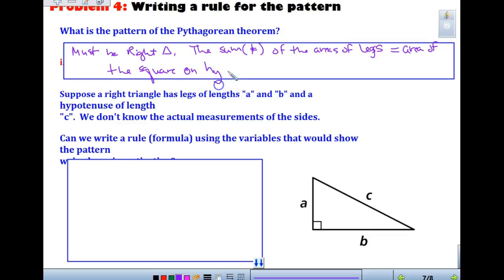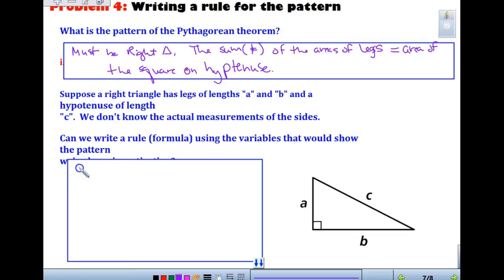So we are not always going to draw these triangles with the squares off of them, but this is to kind of look at that. And it says, suppose that the right triangle has legs of A and B. Does it matter in which order A or B are? No, a lot of times they have A being the smaller of the two, but it doesn't matter. And the hypotenuse is C. We don't actually use actual measurements from those sides, but we can write a rule or a formula.